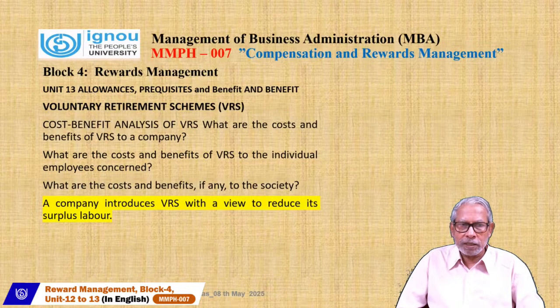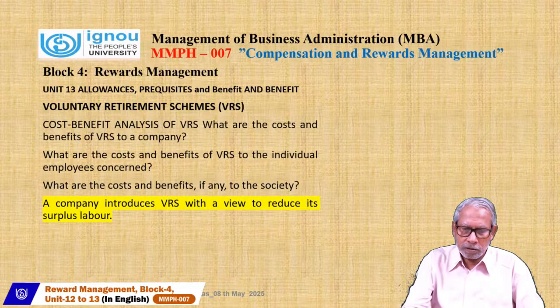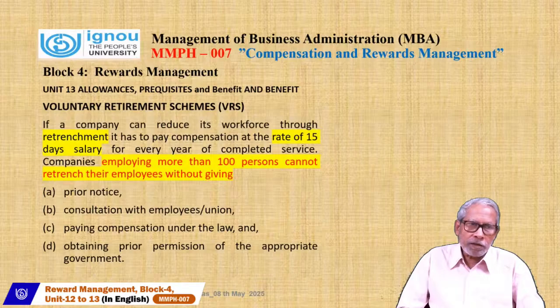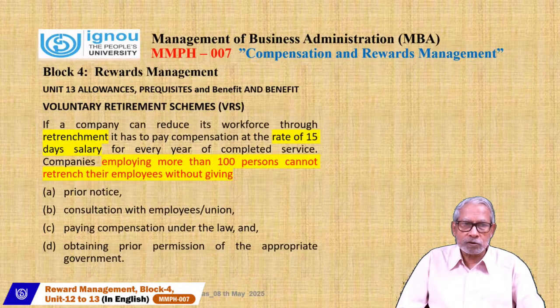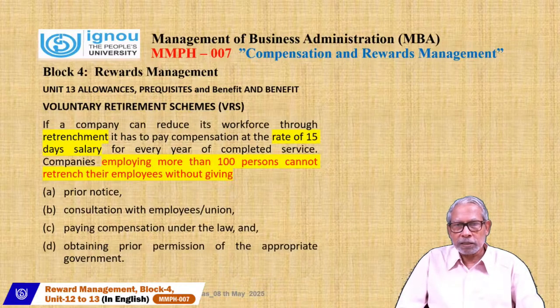Suppose a company introduces a VRS with a view to reduce its surplus labor. That is the viewpoint of the company, why it is launching the VRS. If a company reduces its workforce through retrenchment, it has to pay compensation at the rate of 15 days salary for every year of completed service.